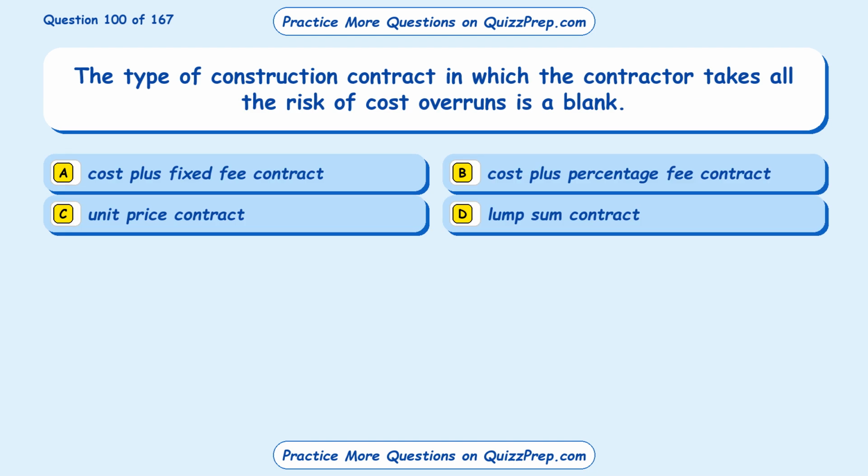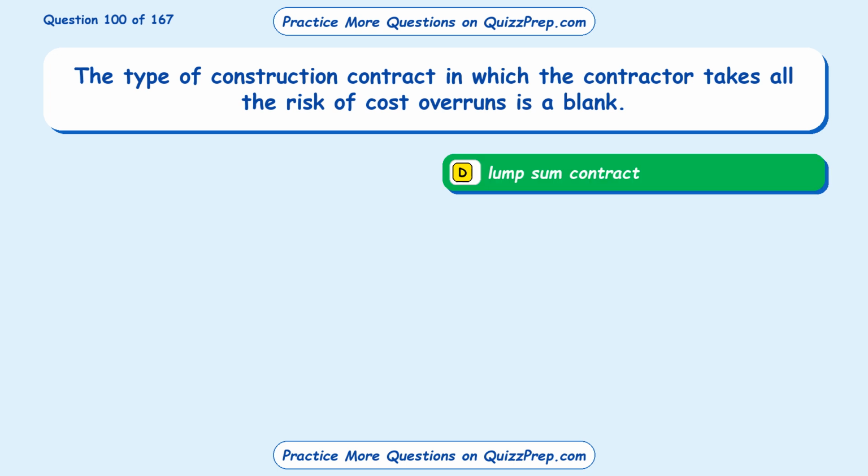Question 100. The type of construction contract in which the contractor takes all the risk of cost overruns is a blank. Option A, cost plus fixed fee contract. Option B, cost plus percentage fee contract. Option C, unit price contract. Option D, lump sum contract. The correct answer is option D, lump sum contract.